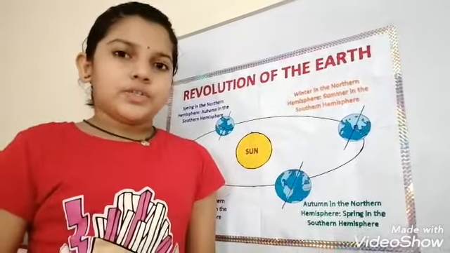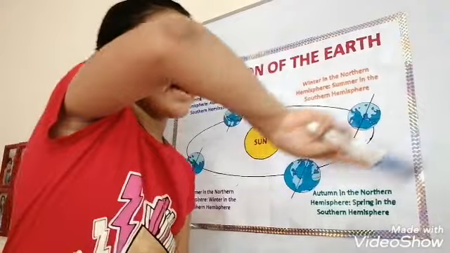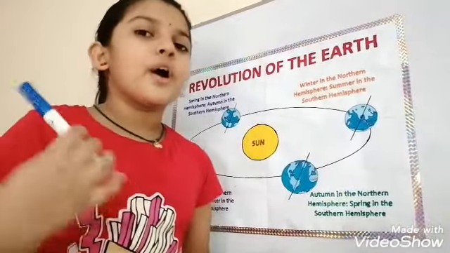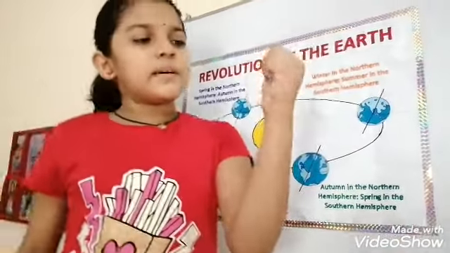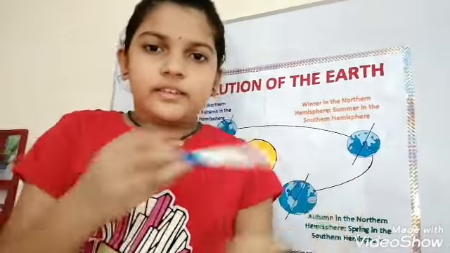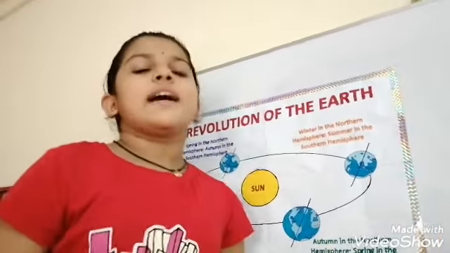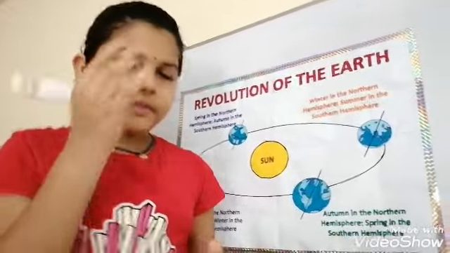What is revolution? The earth also moves around the sun besides rotating on its axis. Let me show you that. For example, my fist is like the sun and this pen is like the earth or the axis. So it rotates like this. Okay? It revolves around the sun. So this type of movement is called the revolution of the earth.